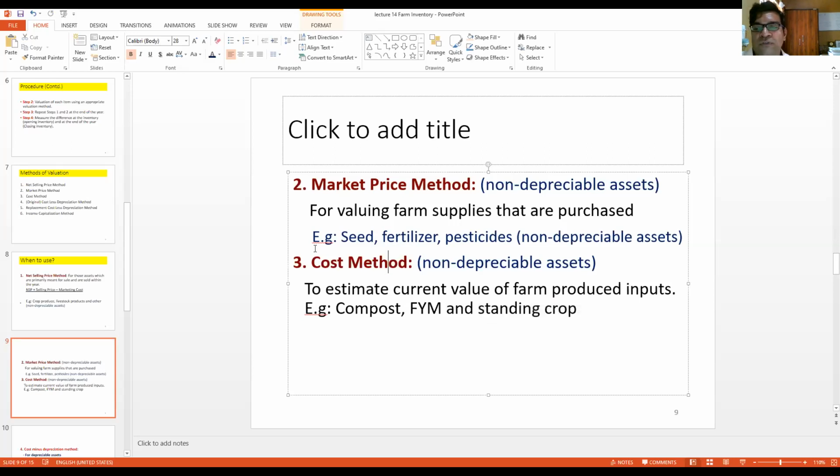that will be the cost method. So we have seen the net selling price method, the market price method, and the cost method. We know very well the market price method is for determining the value of inputs that the farmer has purchased from outside. And the cost method is to determine the value of inputs or standing crop that the farmer has produced on his own farm, right? That is, farm-produced inputs by the farmer.